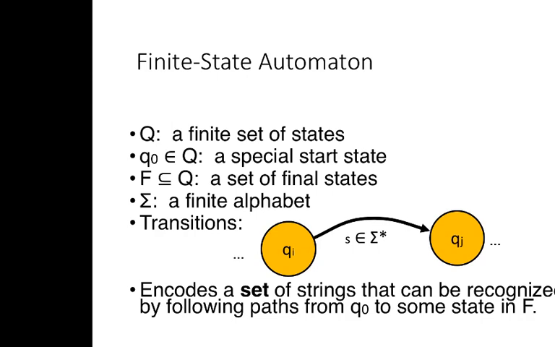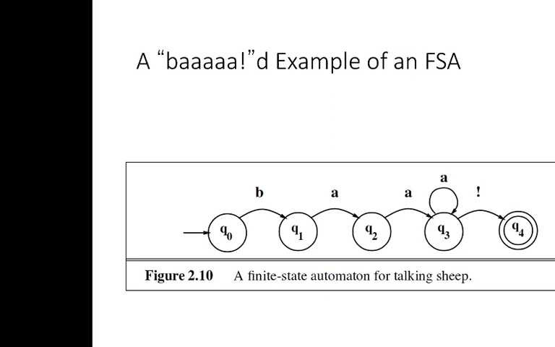So basically, this encodes a set of strings. A finite state machine corresponds to a set of strings that can be recognized by following the paths from Q sub 0 to some final state. So here's an example of an FSA, finite state automaton. What are some examples of strings that are encoded by this FSA?